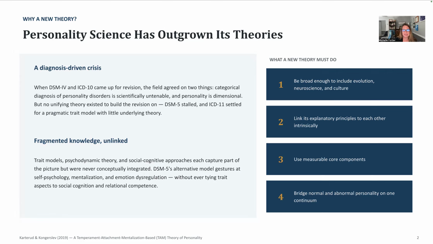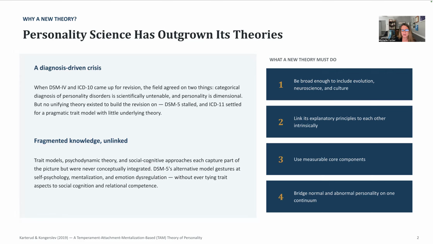But the ICD-11 settled for a pragmatic trait model with little underlying theory. So they're like, we know that this works. We don't know why. We're just going to throw it out there. Hello, ICD-11. There's fragmented knowledge that is unlinked. Trait models, psychodynamic theory, and social cognitive approaches each capture part of the picture, but were never conceptually integrated.